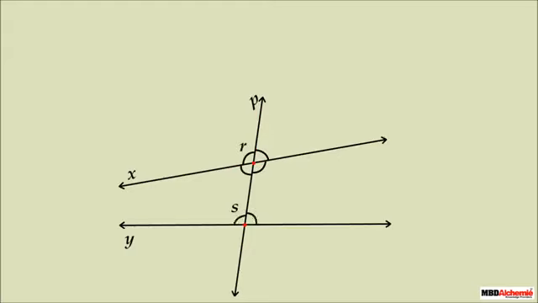Have you noticed the angles made by the transversal line P in the given figure? How many angles have been made? Four angles have been made by the transversal line at point R, and another four angles are formed at the point S. What angles are formed when a transversal intersects a pair of straight lines? Let's name them as 1, 2, 3, 4, 5, 6, 7, and 8.